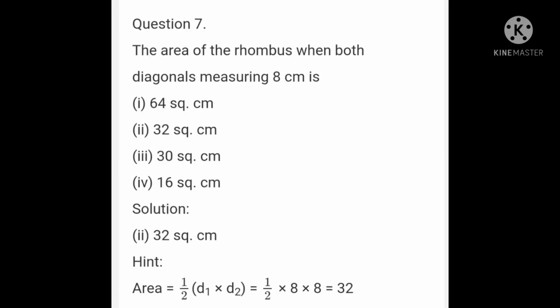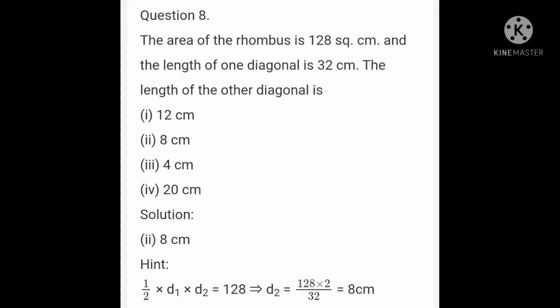Now next one, the area of the rhombus when both diagonals measuring 8 cm is. Both diagonals are 8. So what is the formula? Area is equal to 1/2 into D1 into D2. Why are we using this formula? Because the diagonals are given. So 1 by 2 into 8 into 8. And 2 and 8 we can cancel by 2 tables, 4 you can get. So remaining we have 8 into 4. 8 4s are 32 is your answer.